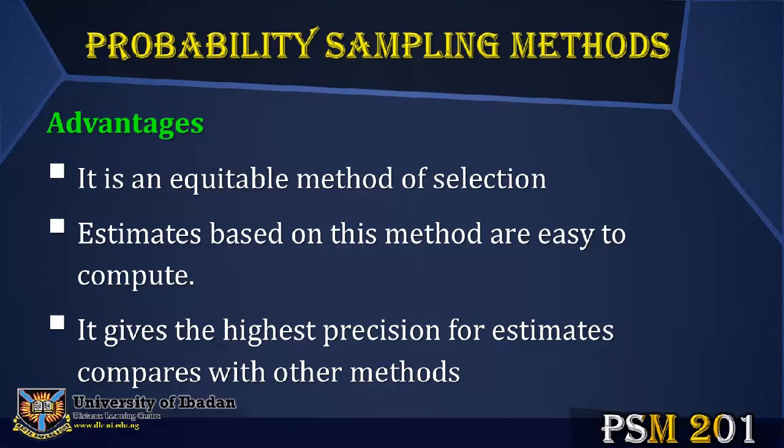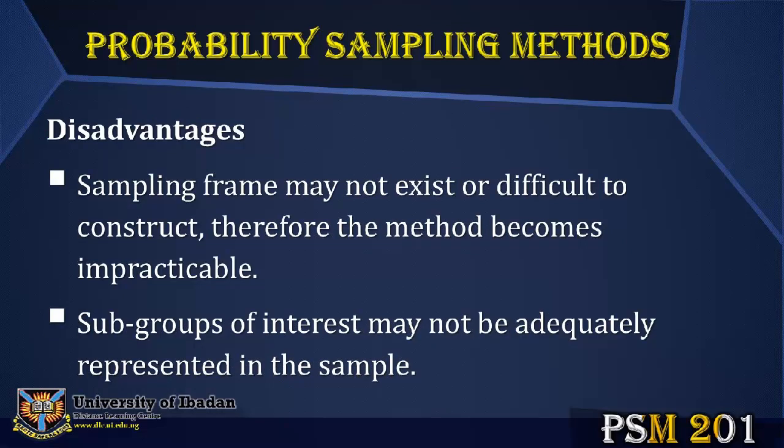Advantages: it is an equitable method of selection. Estimates based on this method are easy to compute. It gives the highest precision for estimates compared with other methods. Disadvantages: sampling frame may not exist or be difficult to construct. Therefore, the method becomes impracticable.